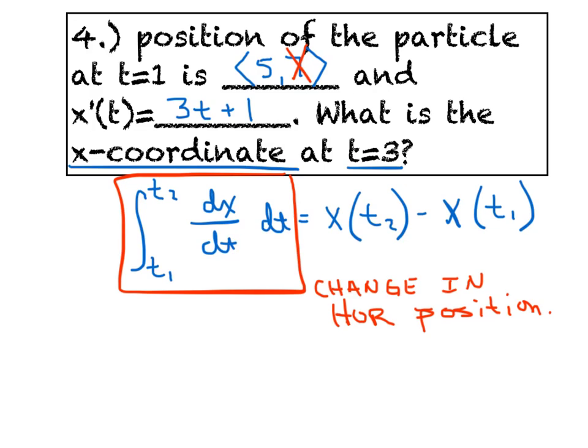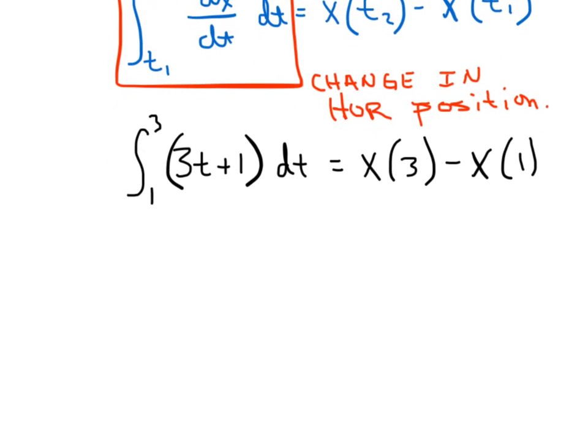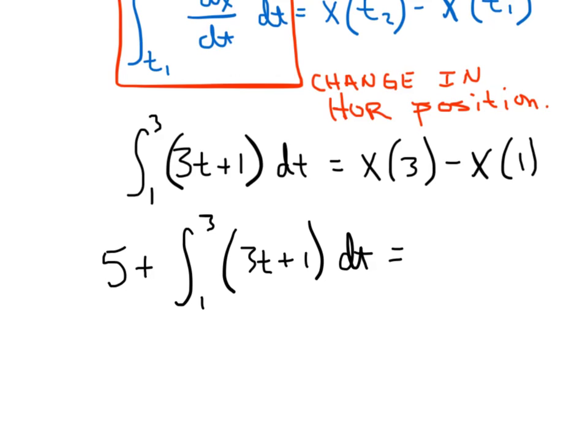So up here, that 7 is completely irrelevant for this particular problem. What I'm going to do is integrate from t equals 1, because that's what was given, until t equals 3, because that's what they're asking for. I'm going to integrate the function 3t plus 1 with respect to t, because that's the independent variable, and that's going to be equal to x of 3 minus x of 1. And one last little step, let's just add the x of 1 over. We know that, so we're adding a 5 over, and then we get the integral from 1 to 3 of 3t plus 1 dt, and that will tell you what x of 3 is.